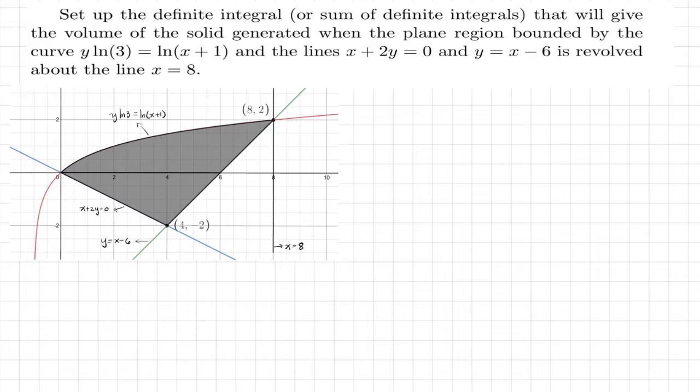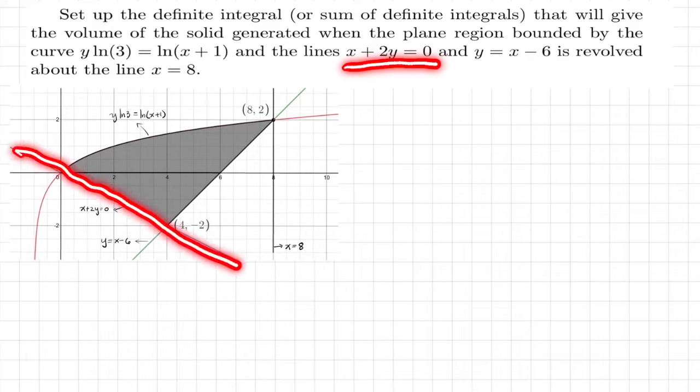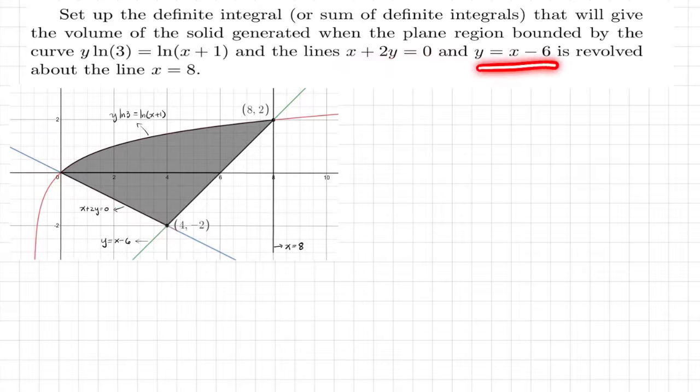Now, this will be the last. So set up the definite integral or sum of definite integrals that will give the volume of the solid generated when the plane region bounded by the curve y ln 3 equal to ln x plus 1, so this is this curve, and the lines x plus 2y equal to 0, so this is that line, and y equal to x minus 6, this is this line, is revolved about the line x equal to 8.